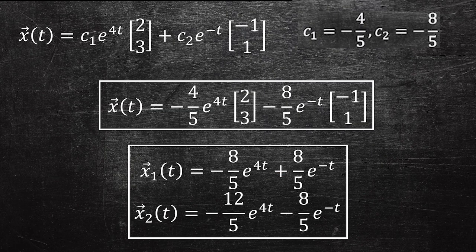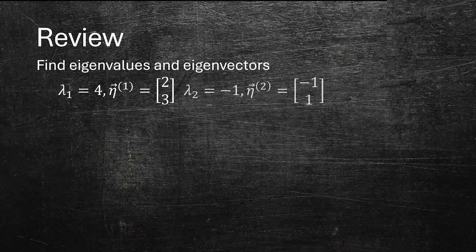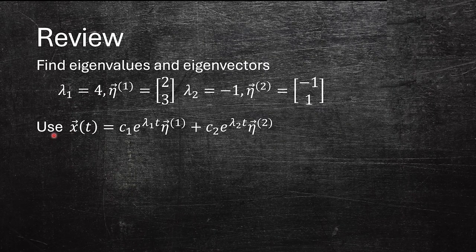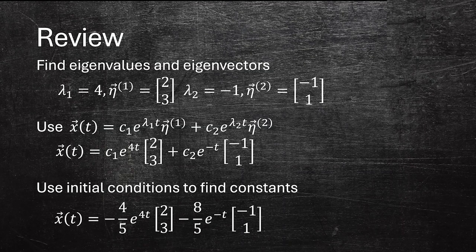Let us review what we did. Your first step should always be to find your eigenvalues and eigenvectors. That gave us these. Then we plugged it into our formula here. That got us this. Then we just used our initial conditions to find our constants. It's pretty comparable to solving regular differential equations. You just have a couple of vectors in there now, so don't let the fact that there are more equations scare you.